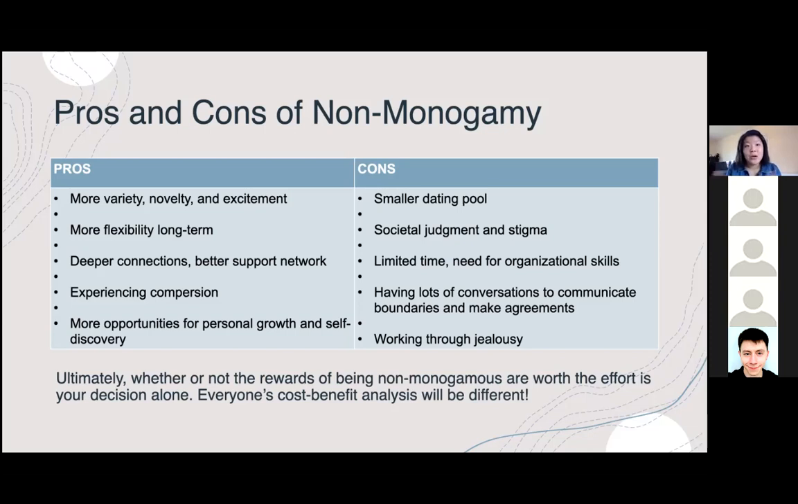For some people, non-monogamy is simply just who they are, and it is something that they will do no matter how difficult it is. And some people might ask, well, there's so many cons. How is it worth it? And just because something is difficult, it doesn't mean that it's not worth doing or that it's not rewarding.